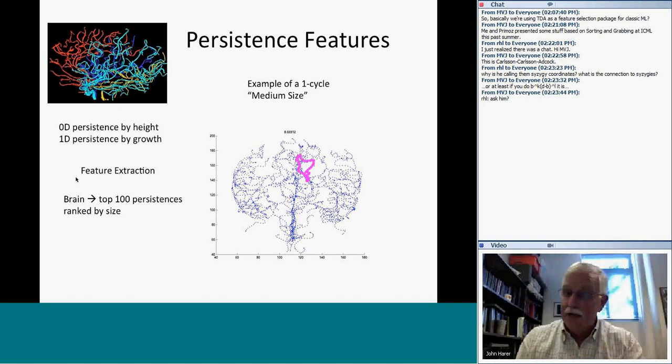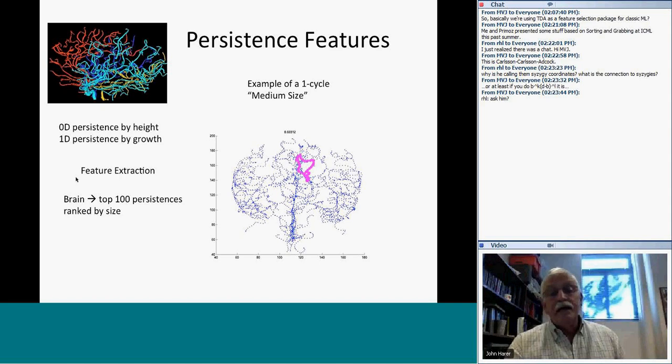Of course, the way we really do that is you sample the thing many times, and then you do a Rips complex or something, and then you compute one-dimensional persistence. So here's an example, by the way, on the right of a cycle in the second approach, which had sort of medium size. They found a bunch of small ones and a bunch of bigger ones. They take these and they're going to extract features.